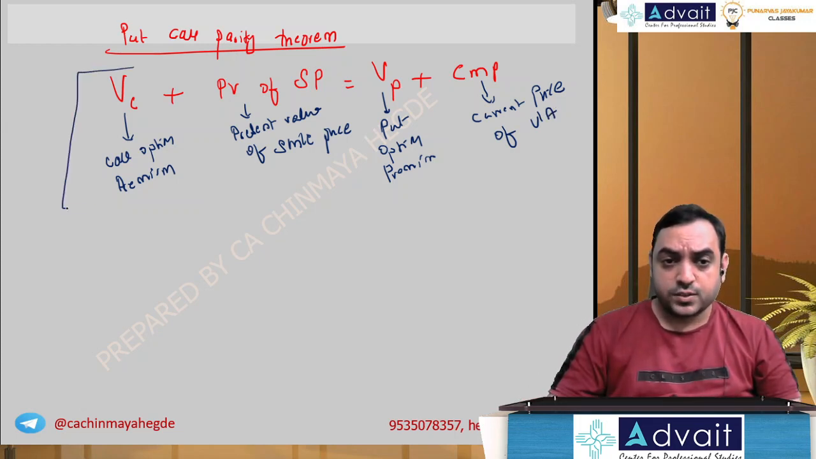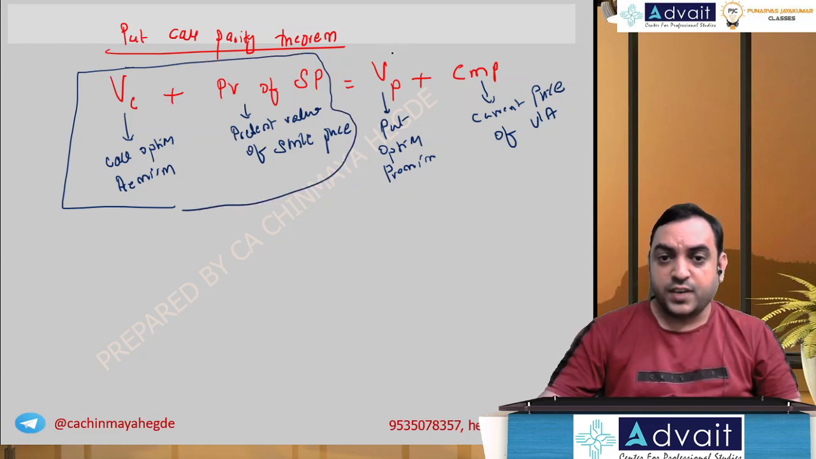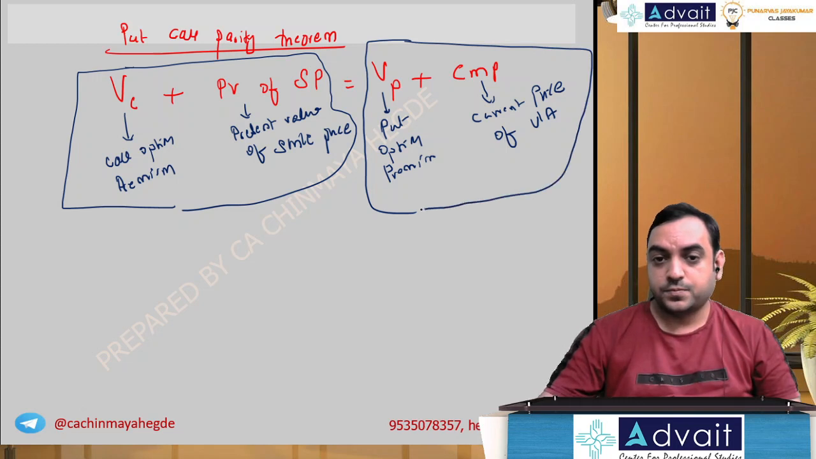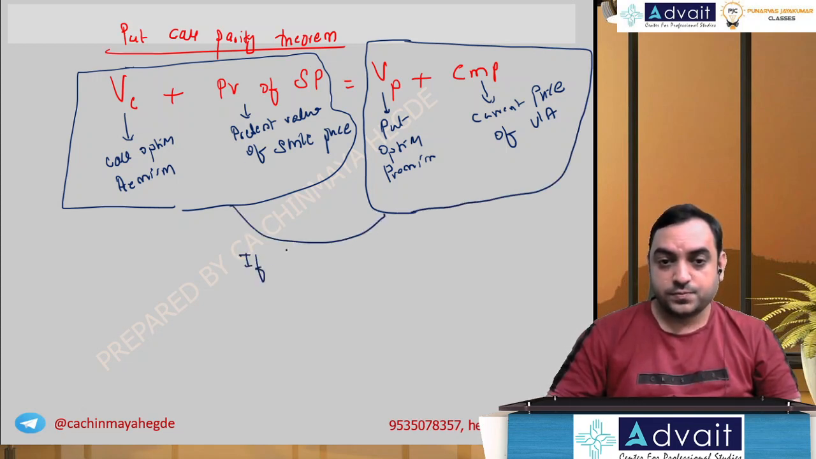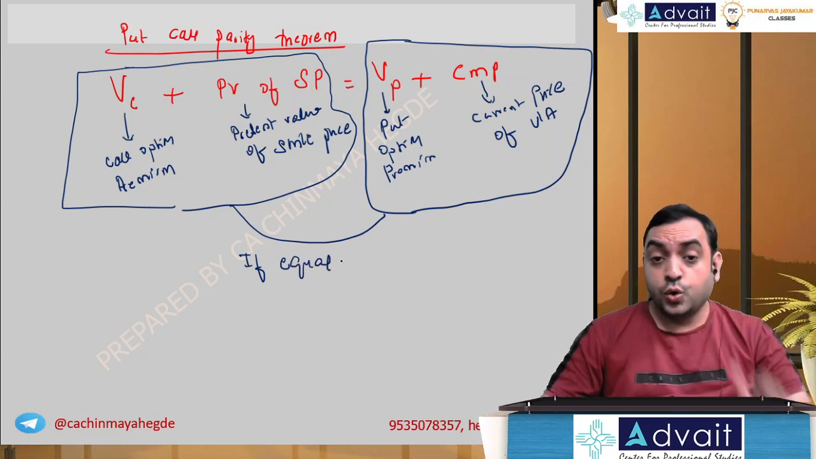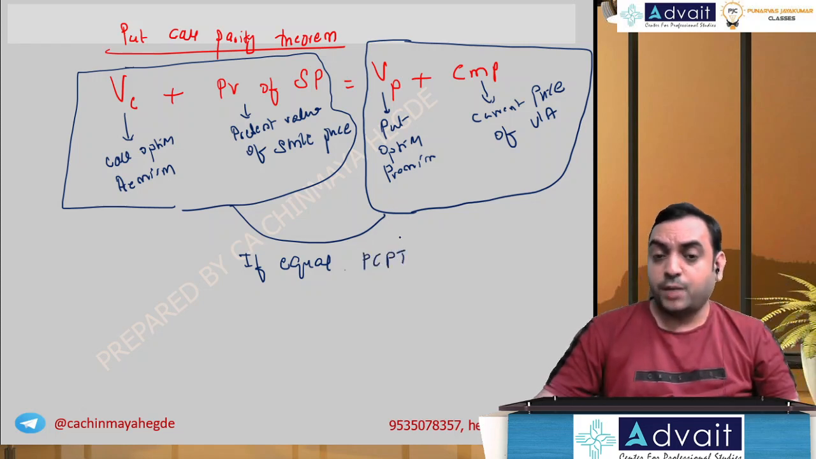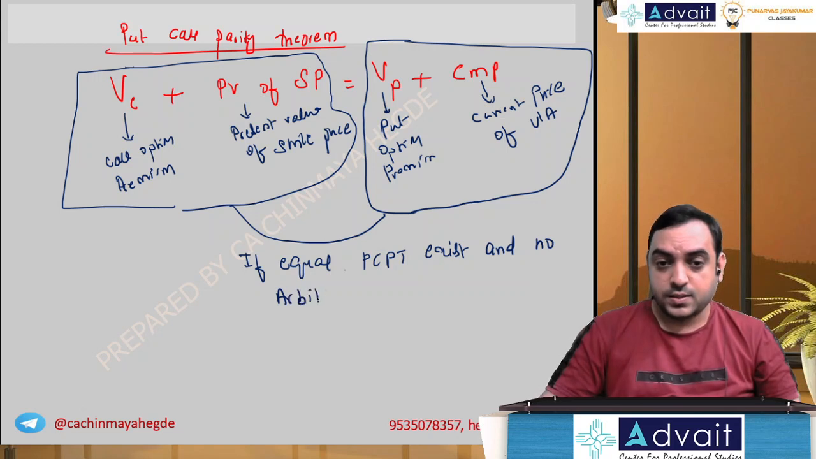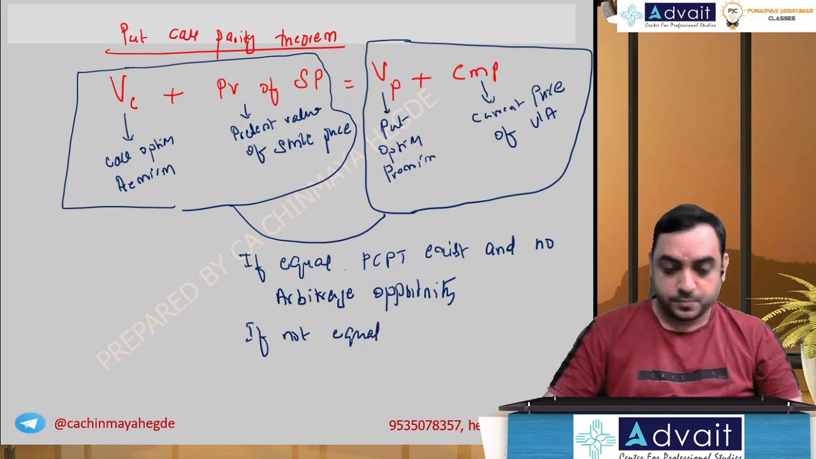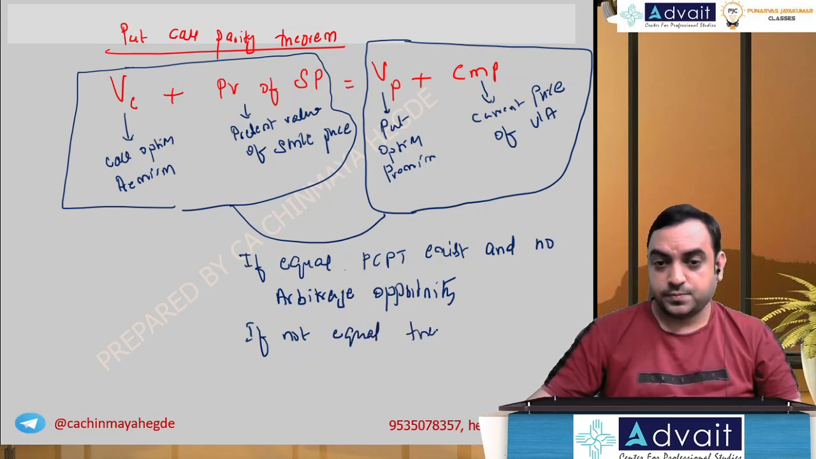So if this left hand side is equal to this right hand side, then what does it mean? No arbitrage opportunity. If the put call parity theorem exists, if equal, PCPT exists and there is no arbitrage opportunity. Of course, if not equal, there exists an arbitrage opportunity.